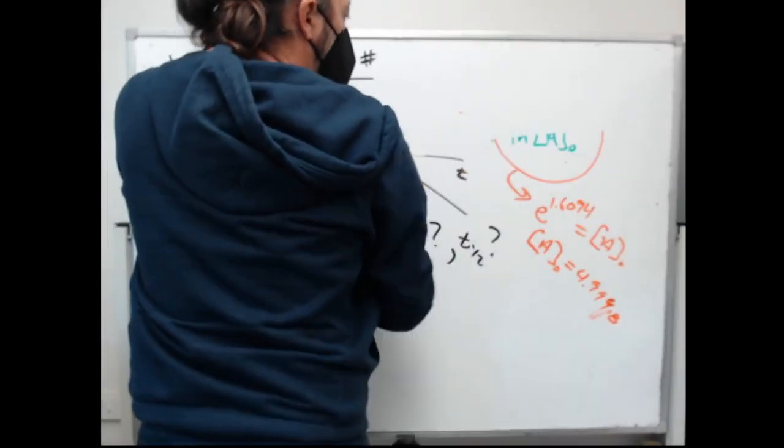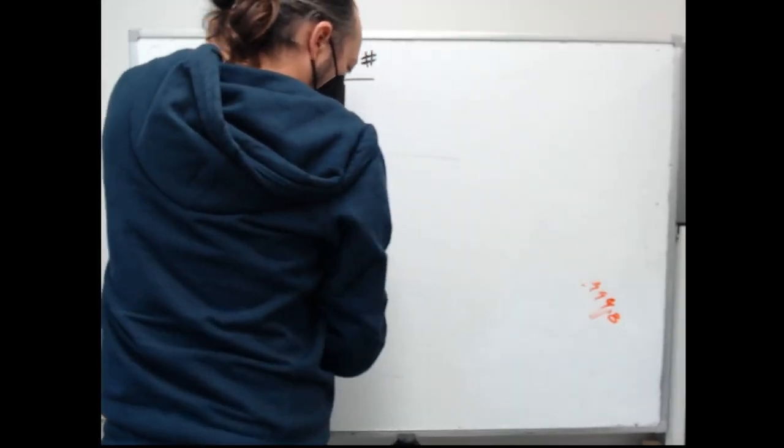Okay. So, like, if you're finding E cell standard from delta G, and you have delta G, right?